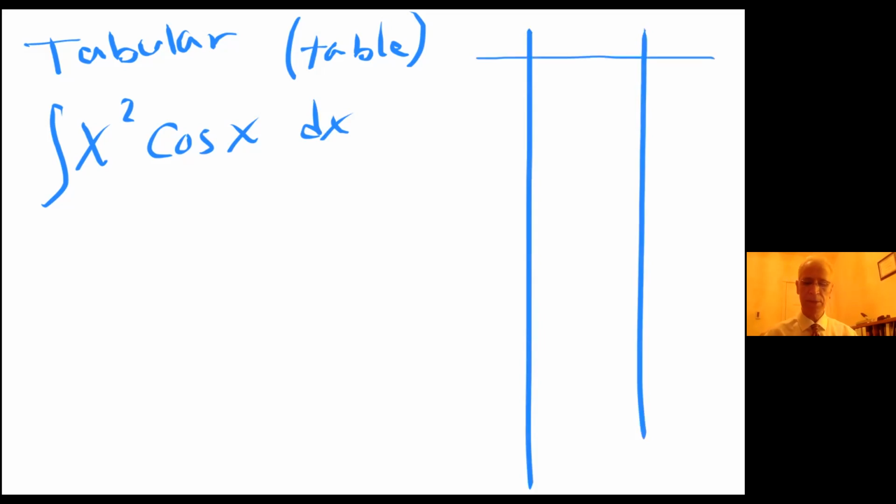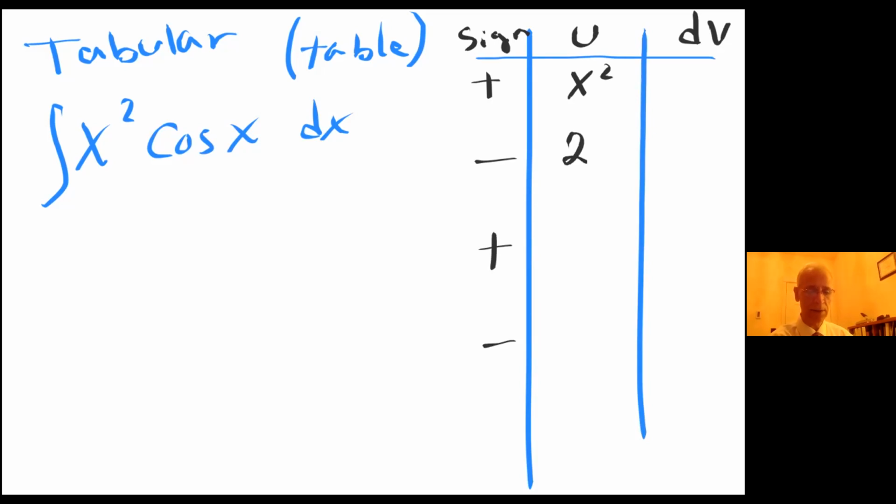All I need is three columns. The first column is for the sign: plus, minus. Always start with positive and then alternate. The second column is for u, and the third column is for dv. In this case, u is x squared, and I'm going to take the derivative and go down: 2x, 2, 0. I don't have to do anymore. How about my dv, cosine of x? Then the integral of that is sine of x, then minus cosine of x, and then minus sine of x.